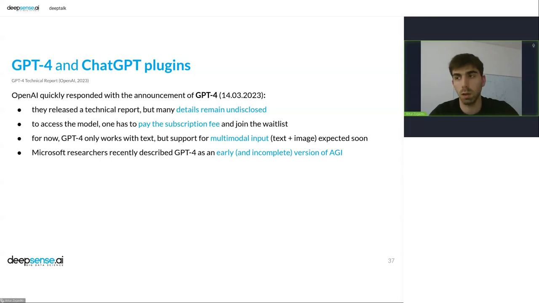And let me repeat that again. Microsoft researchers recently wrote a report about GPT-4 and its capabilities. They say that they view it as an early but still incomplete version of AGI, artificial general intelligence.